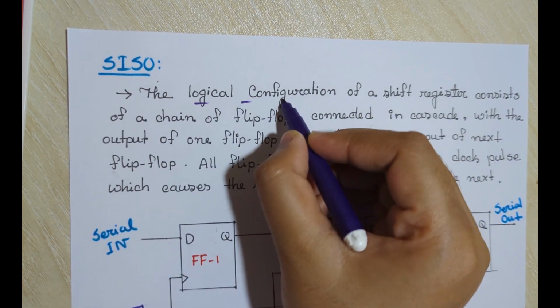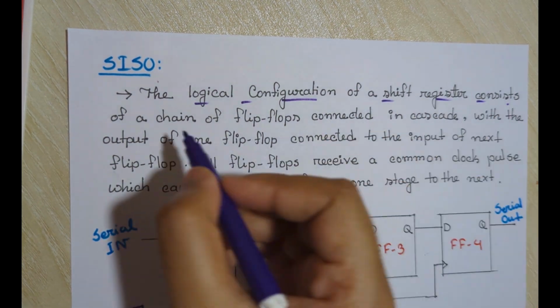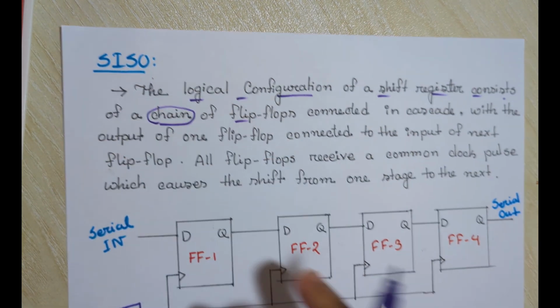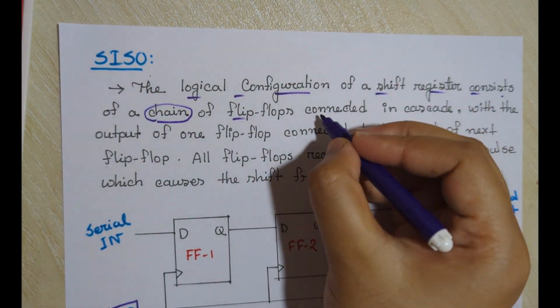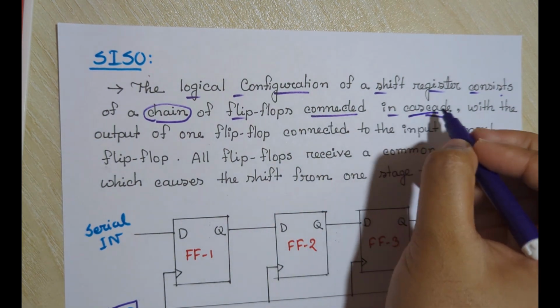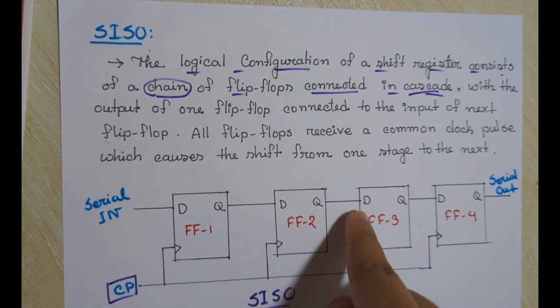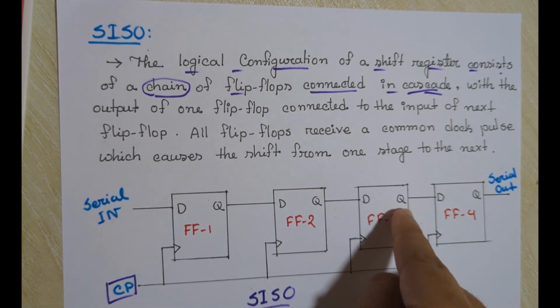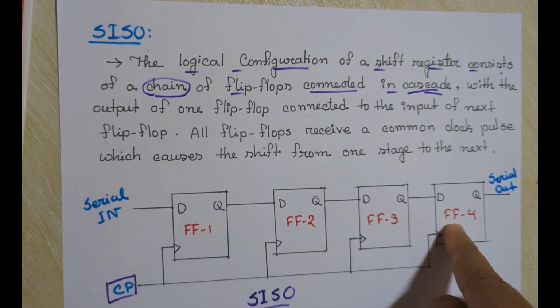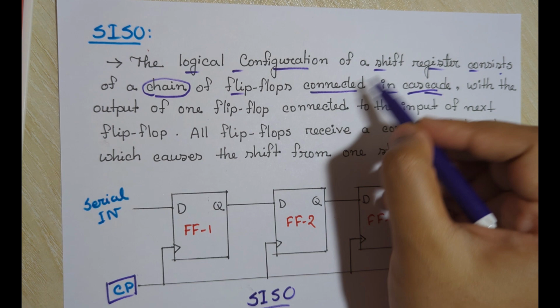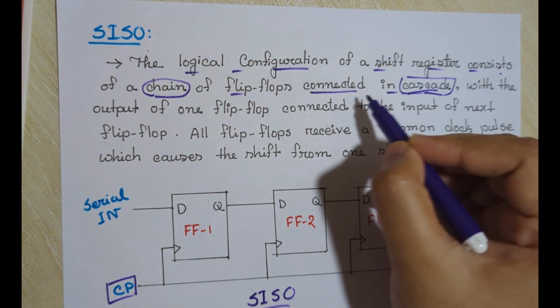The logical configuration of a shift register consists of a chain of flip-flops. This is a chain of flip-flops connected in cascade. Cascade means one after another. After the first flip-flop, the second flip-flop is connected, then the third flip-flop. Through this, all the flip-flops are connected with each other. This arrangement is called the cascade form.